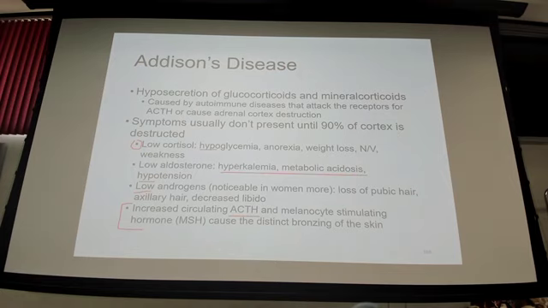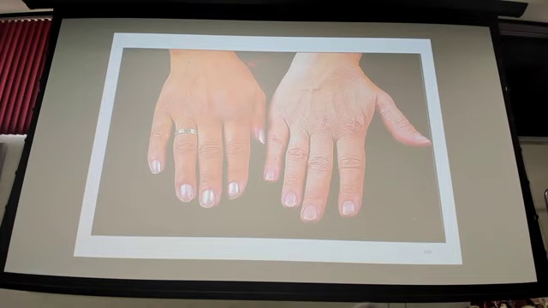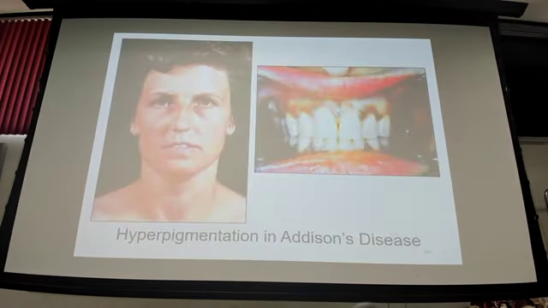Okay? So you get this patient. This is not fake tan, this is actually just overproduction of melanin due to excess ACTH. And then also the gums, darkening, blackening of the gums here. Okay? Hyperpigmentation. Cortisol.